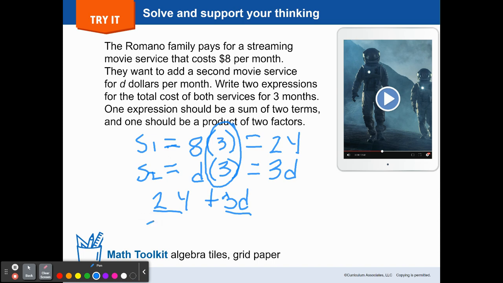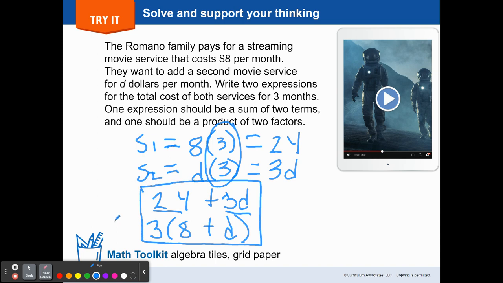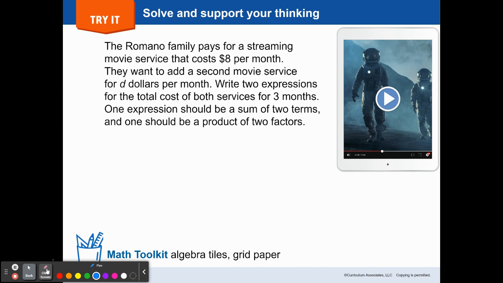So I can pull out that factor, and then I can say, okay, 3 times 8 is 24. And then if I pull out the 3 there, then I'm just left with D. Because 3 divided by 3 is 1, so it's 1D. And you can put a 1 in front of the D if you want to, but it's not necessary. So now we have two expressions that are equivalent to help us figure out how much both services would cost together. So that is our answer for the first question.